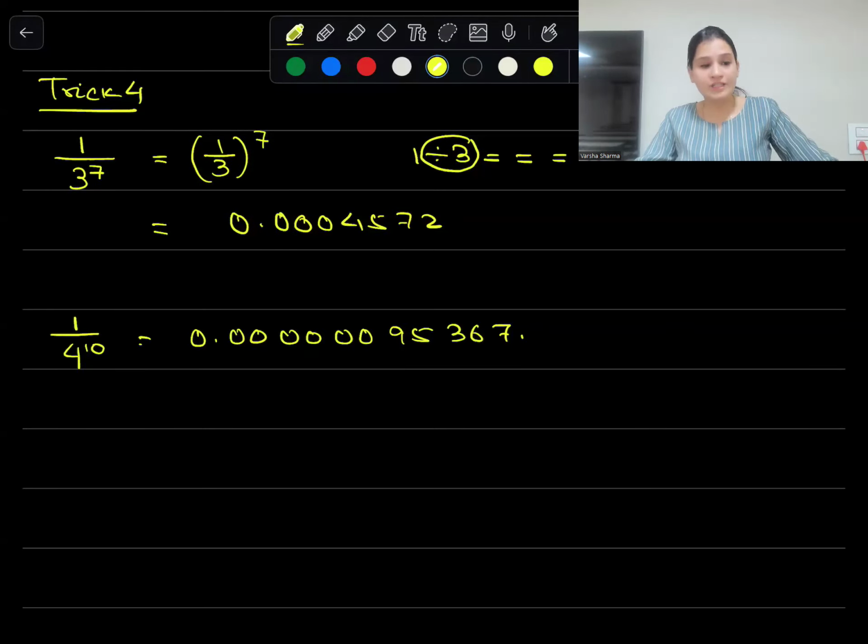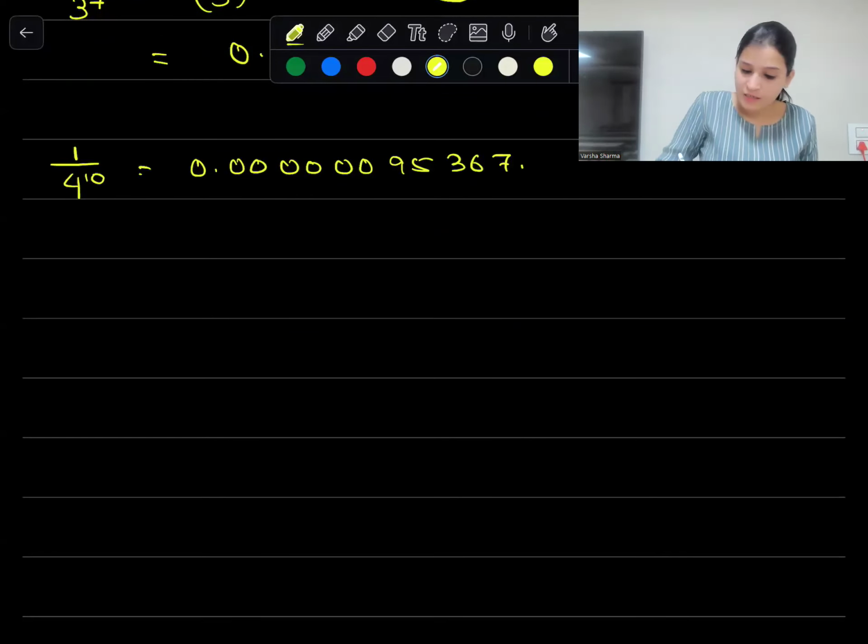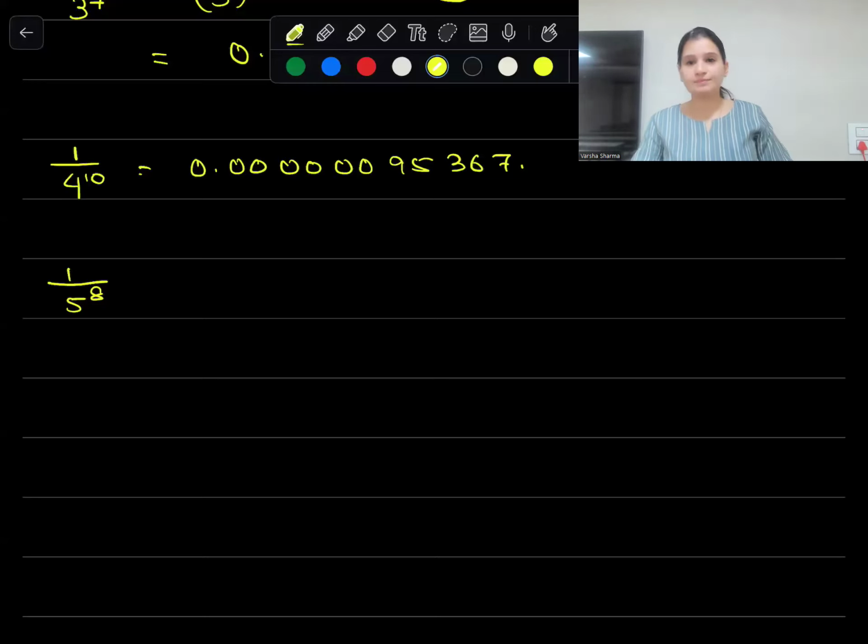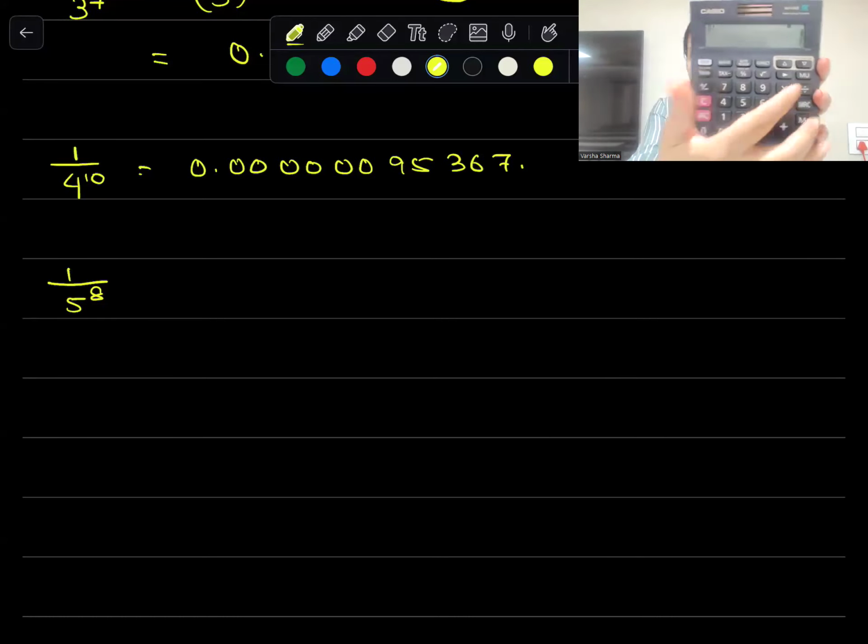See, why am I teaching you these calculator tricks? Because you have your calculators. So, wait, I'll show you one more and then I'll show you the difference. Find out 1 by 5 to the power 8. 0.00000256. Everyone got the answer? Yes, ma'am. So 1 divided by 5.